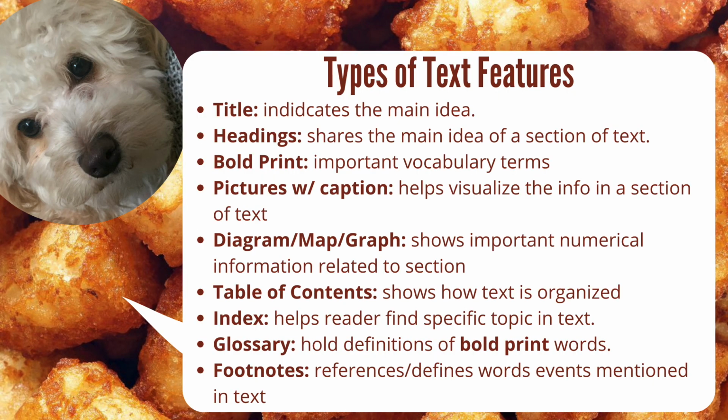And as you can see here, Professor Tater Tot has compiled a list of all the different types of text features that could exist. Many of these are things that we have seen before, and especially in our study of the novel Written in Bone. We have things like a title, headings, bold print, pictures with captions, diagrams, maps, graphs, table of contents, index, glossary, and footnotes. There are so many more different types of text features, but these are the ones that we're going to see the most. Now, if you ever get confused, there is a link on your Clever page that will take you to a PDF file that gives you the definitions and the different types of text features.